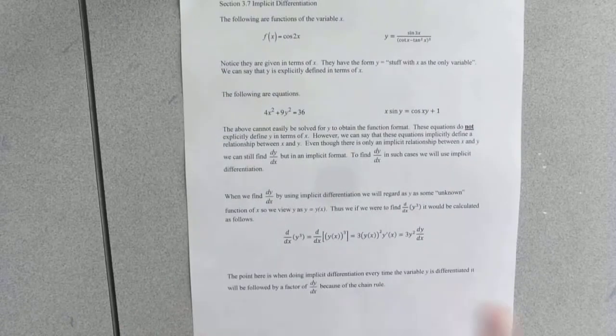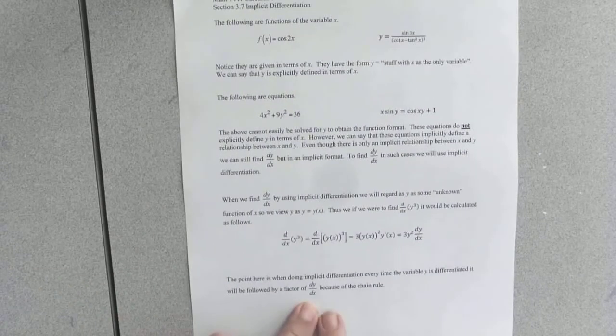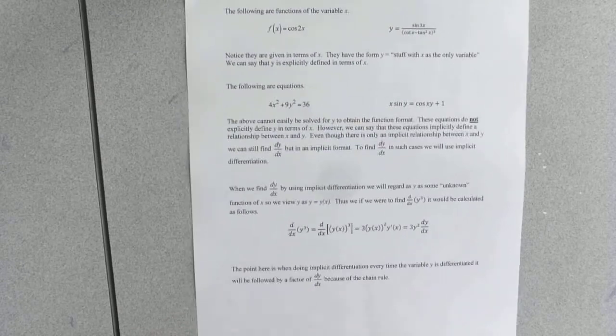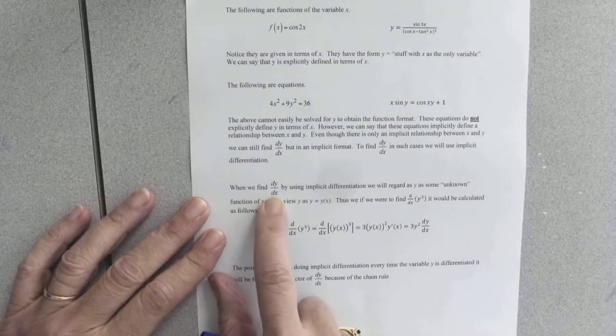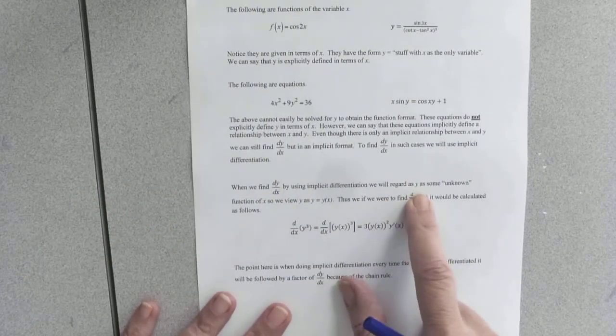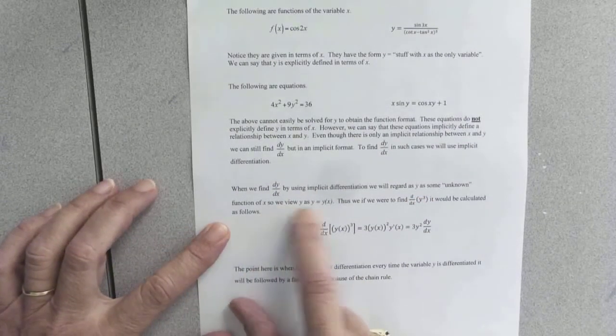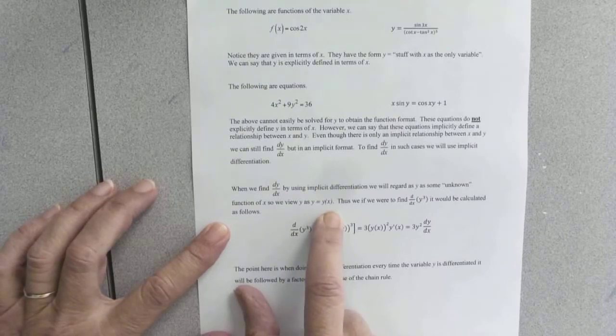I'm going to try to explain why we're going to follow the derivative of every y with dy dx. Now, if you don't quite catch on to the reason why, that's not great, but you'll still be able to get all the problems right, as long as you remember, every time we differentiate a y, we're going to follow it by dy dx. But now, the reason we should do this. When we find dy dx by using implicit differentiation, we will regard y as some unknown function of x. So we could really view y as y equals y of x.